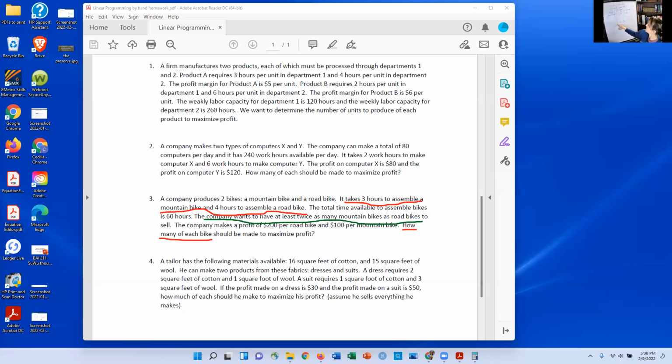So it wants mountain bikes to be greater than or equal to twice the number of road bikes. Writing that inequality may require that you write it wrong, then reread it and say, okay, no, that's not what it's saying. That part does take a little bit of practice, but you basically want to identify which one has to be bigger and by how much. Here the company wants at least twice as many mountain bikes, so X has to be greater than the other one, by at least twice as many.